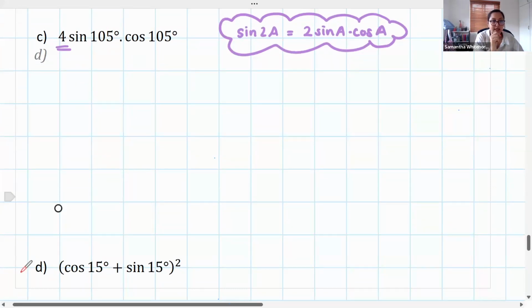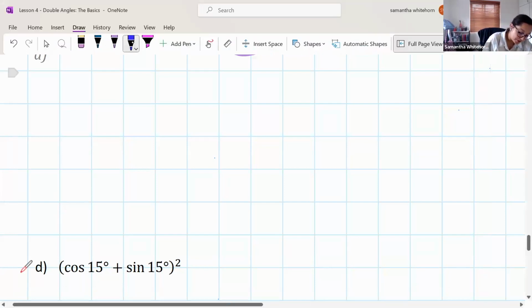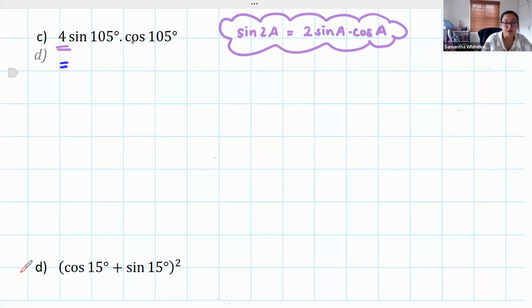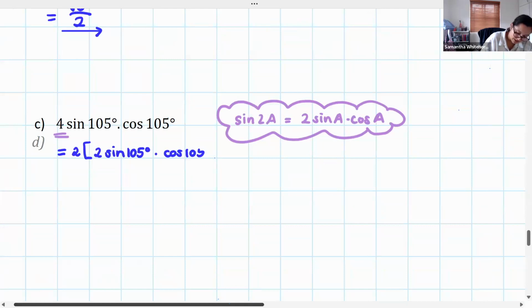Now, there is, once again, nothing wrong with that. It just means you need to manipulate. And this is one we often expect you to be able to manipulate. So there is nothing wrong with me having the 4 there. I'm just expecting you to be able to manipulate this expression to look like 2 times sine A times cos A. So if we now break the 4 up into a 2, or take the 2 out as a common factor, you would have 2 times 2 sine 105 times cos 105. Okay, cool.